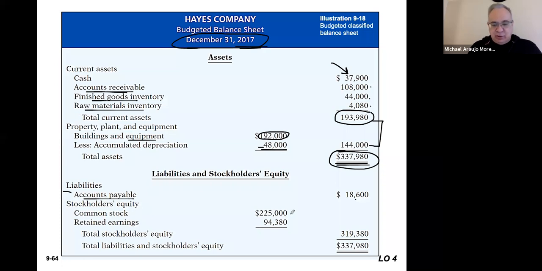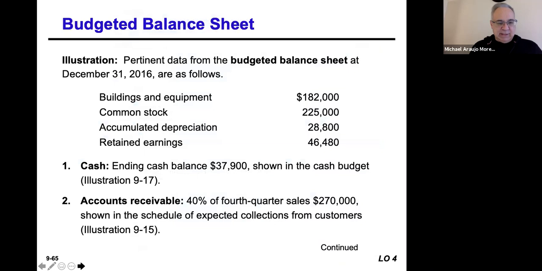Common stock had no change. You didn't issue any stock or anything. But your retained earnings did change. Why did it change? Well, because you are projecting net income of another $47,900 from your budgeted income statement. You add that to the balance in retained earnings that's already given to you from 2016, and that's where that came from. So your liabilities and your total stockholders' equity will also total up to 337,980. How much fun is this?